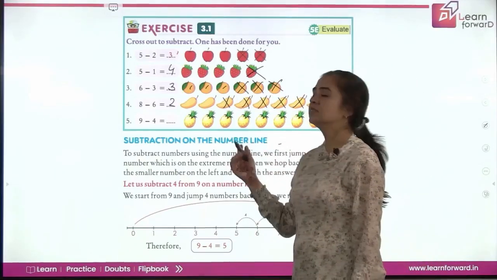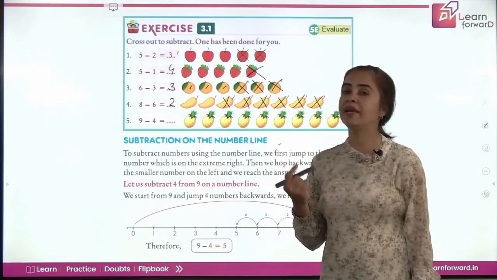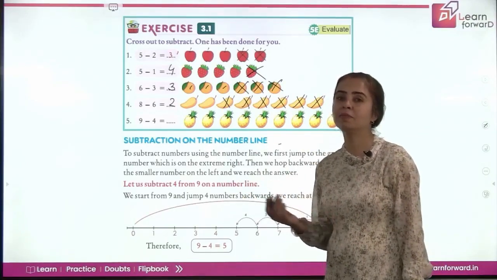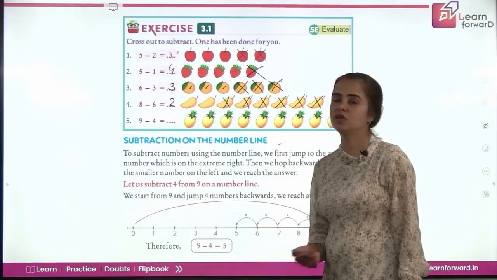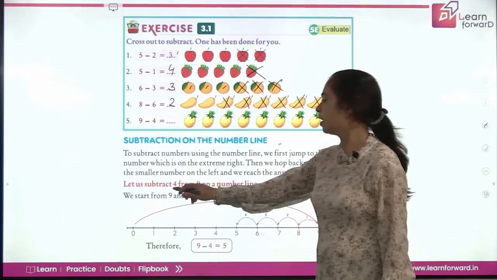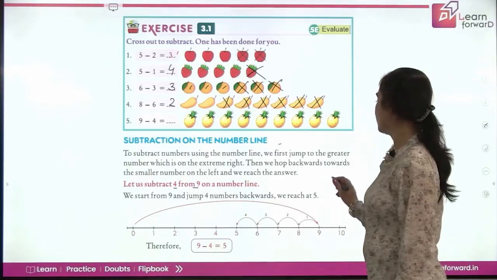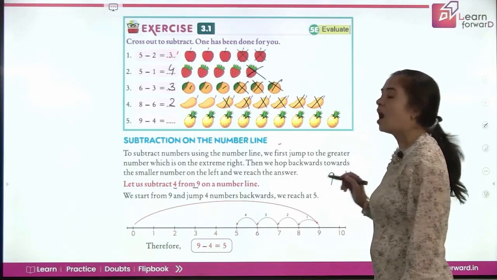Another way is subtraction on number line. We have already learned about number line, and we also know that numbers stand in a disciplined order. Starting from 0, they'll move in order 1, 2, 3, 4 like that. So we have a number line here. If you want to subtract 4 from 9, which is the bigger number? 9. So we write it as 9 minus 4 equals how much?